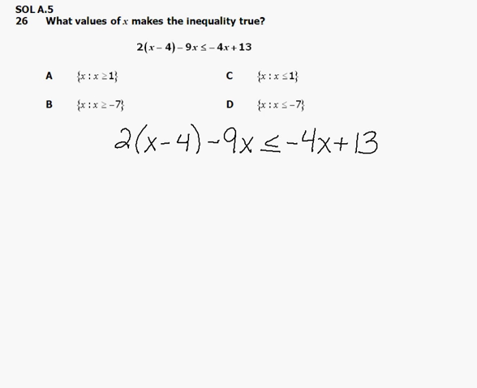Number 26. What values of x make the inequality true? So what we see here is a complex inequality, and whenever you are asked to solve an inequality or even an equation, what we want to do is get x by itself, get the variable by itself. The great thing about inequalities is that they follow the exact same steps as if you had an equal sign instead of an inequality. So there's only one additional thing that we have to look for at the very end, but everything else is the same as solving equations.